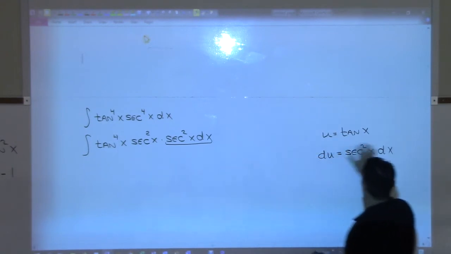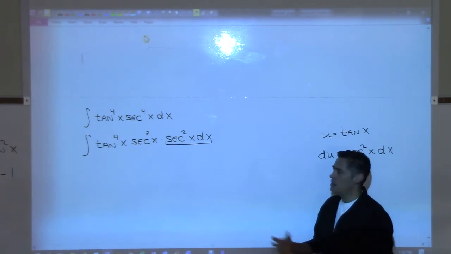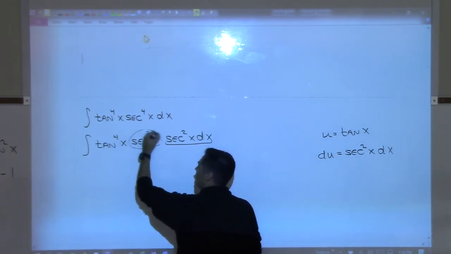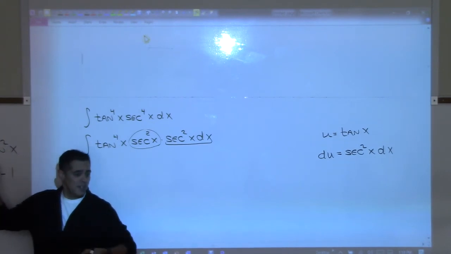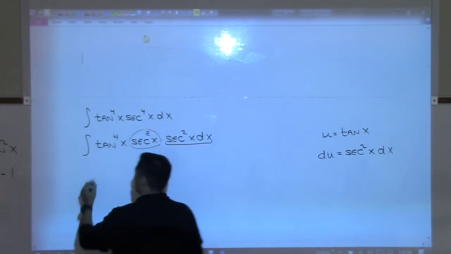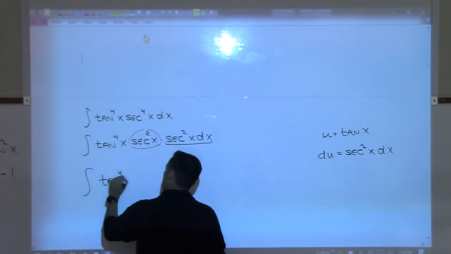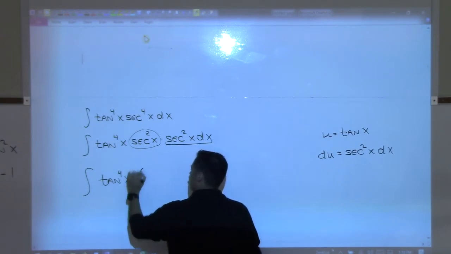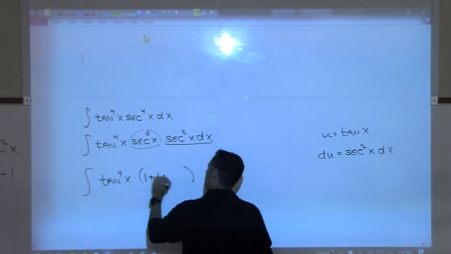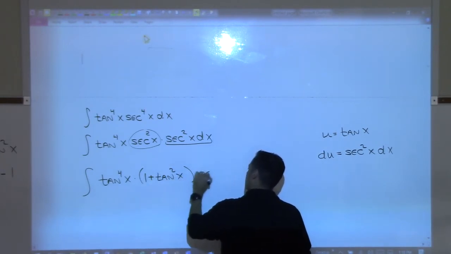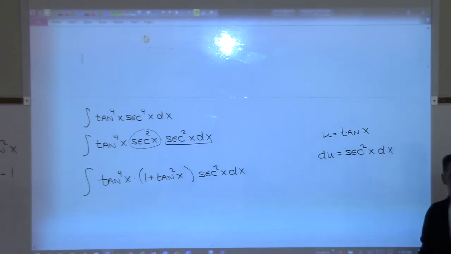We can't use this because this has dx in it. So this is where the Pythagorean identity comes in. We need to use the Pythagorean identity to rewrite that in terms of tangent. And then we'll replace the tangents with u's, all right? So I'm going to just write it all out still. Tangent to the fourth x times secant squared is going to be replaced with 1 plus tan squared x. And then we have our secant squared x dx. And now let's make the actual substitution.